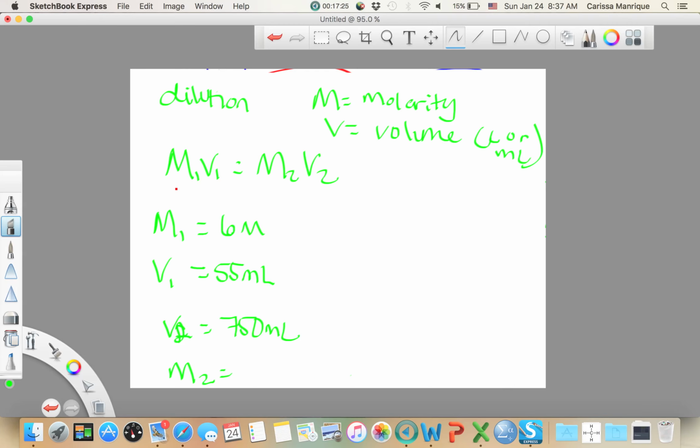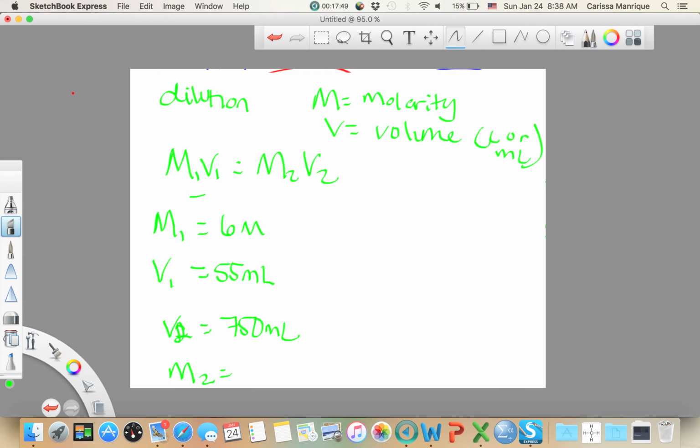Okay, so what happened here? I have this beaker. I have 6 molar solution in there. Okay, so very concentrated hydrochloric acid. I have 55 milliliters of it in a beaker. Okay, but now I added 750 more milliliters. What is my new molarity? Because I added a lot more water to it, so I diluted it.